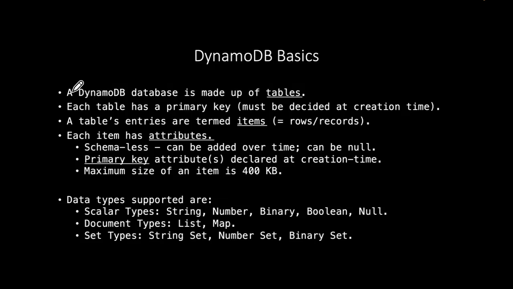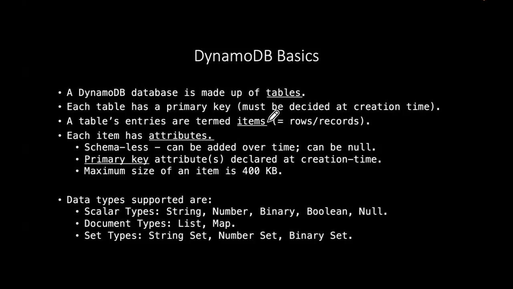DynamoDB basics. Now, there's a slight change in the terminology when we use DynamoDB as opposed to other kinds of databases. Well, first of all, a DynamoDB is made up of tables. That's okay. That's a term we use a lot. Each table has a primary key. That's okay as well. That's a term that we use a lot in the relational world. The primary key must be unique. That's all fine.